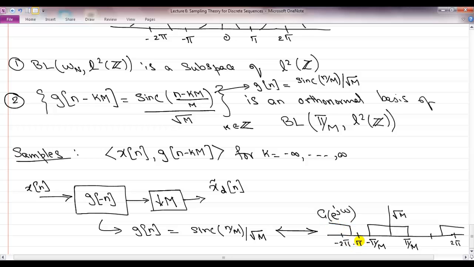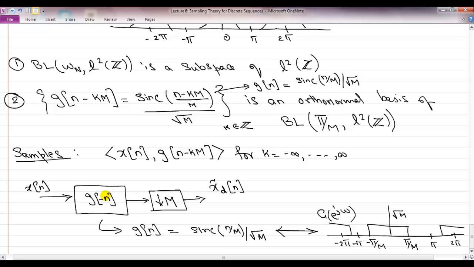This is minus pi, this is pi. So what this is saying is, in the case of band-limited sequences, what is the first operation that you do? You low-pass filter. What did we see in the case of continuous time signals? If we are going to sample band-limited signals, we first low-pass filter to the bandwidth. It's exactly coming out to be the same expression.